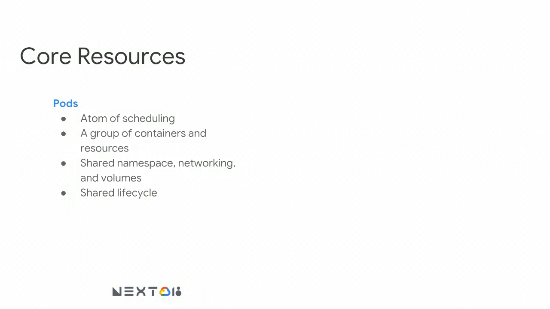This is your atom of scheduling, resource allocation. It's basically a loosely or tightly coupled set of containers with a shared namespace, shared networking, and volumes. And they have a shared lifecycle. They live together, they die together. Usually, you only run one container per pod unless you've got sidecars, but sometimes you run more than one.